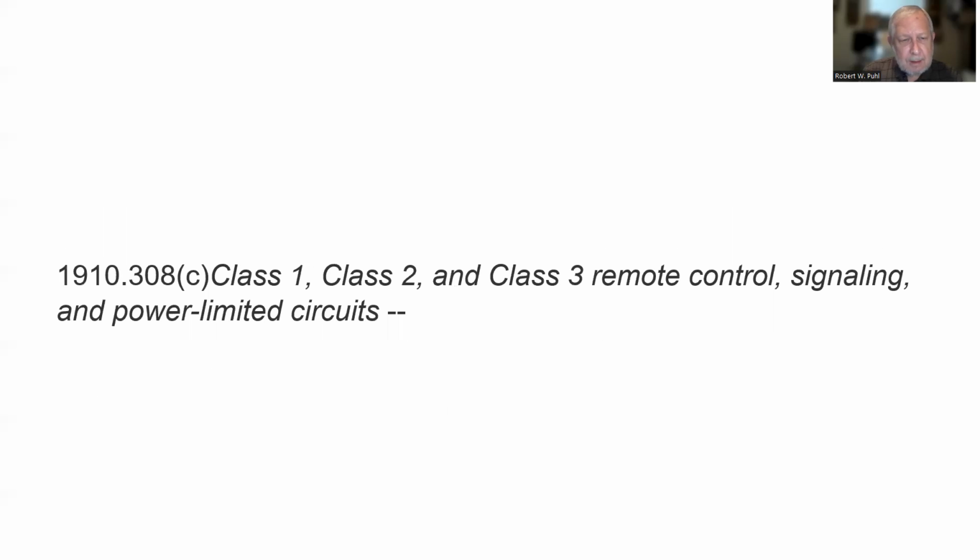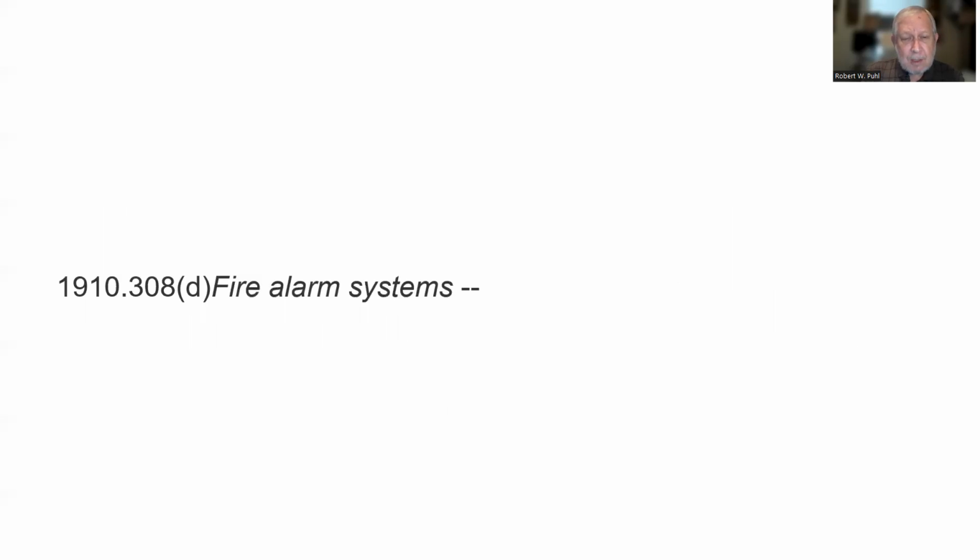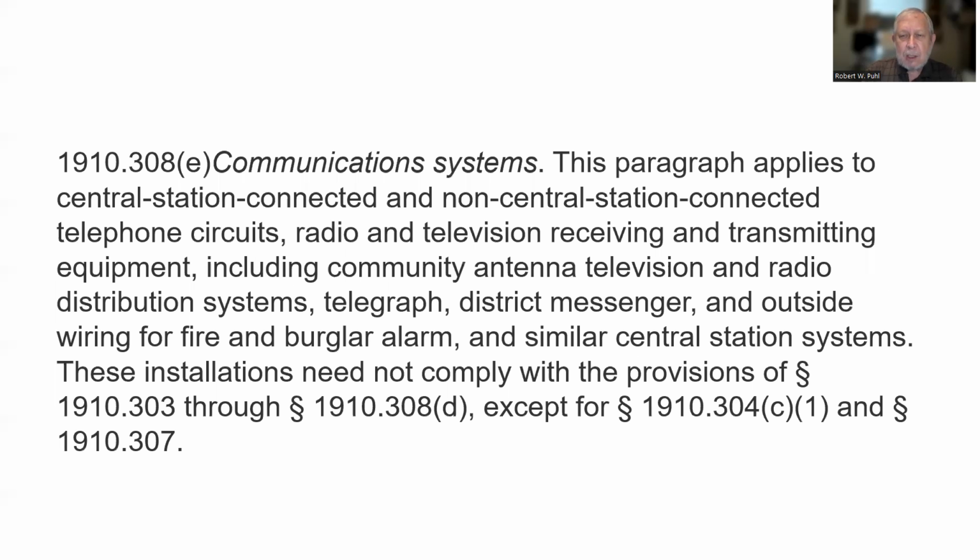C gives you some classes, signaling and power limited circuits. D is fire alarm systems. E is communication systems. This paragraph applies to central station connected and non-central station connected telephone circuits. Now, why don't they just say all telephone circuits?